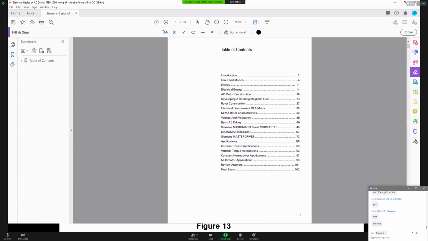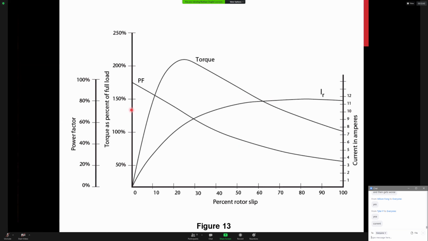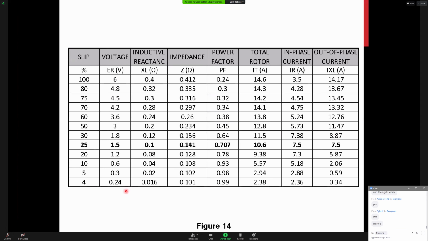Okay. Let's go back here, make sure I haven't. Nope, wrong one. Okay, so we went through this formula here. So power factor is improving. Torque goes up to a peak. Depending on the rotor, there might be a bit of a dip, there might not. That depends on the rotor itself. And then the current, of course, starts at a maximum and decreases.